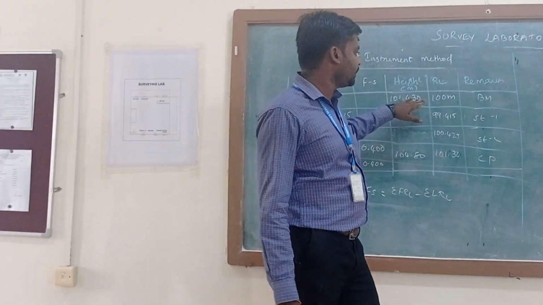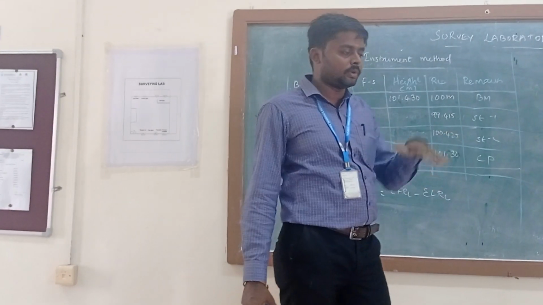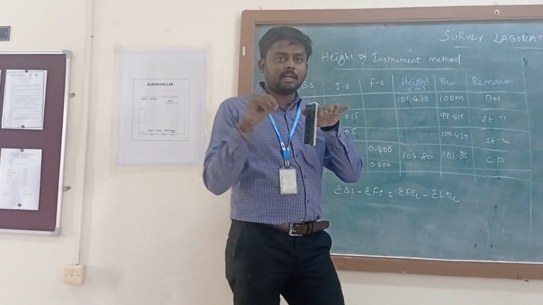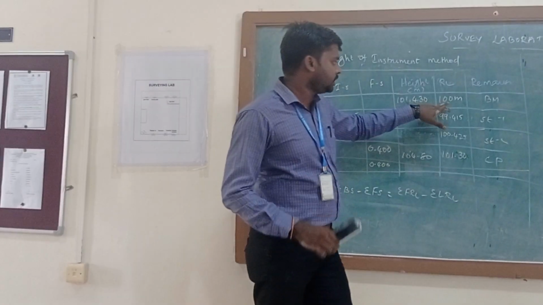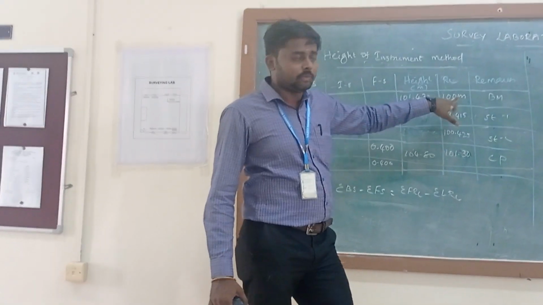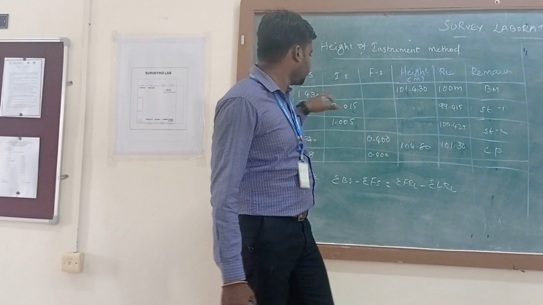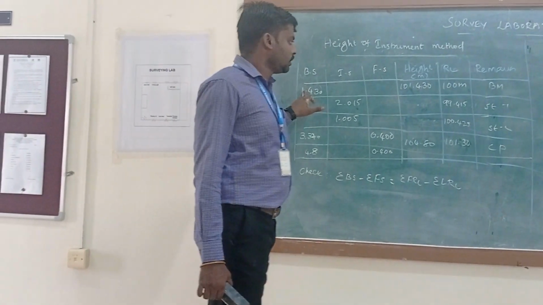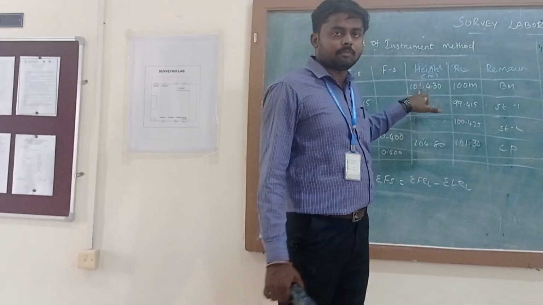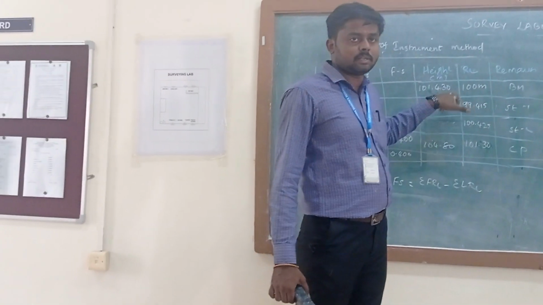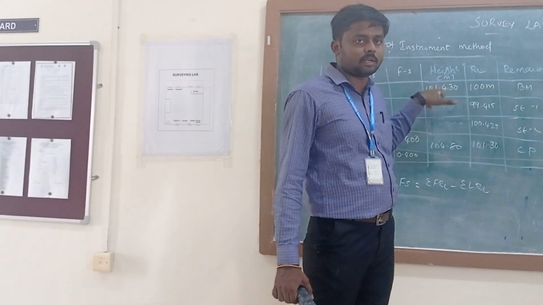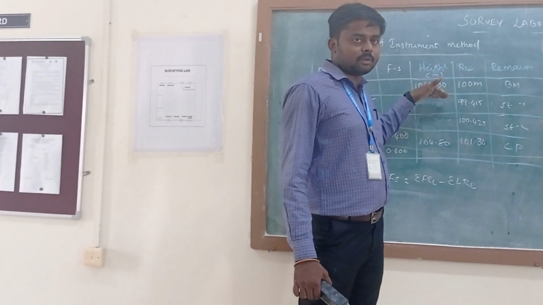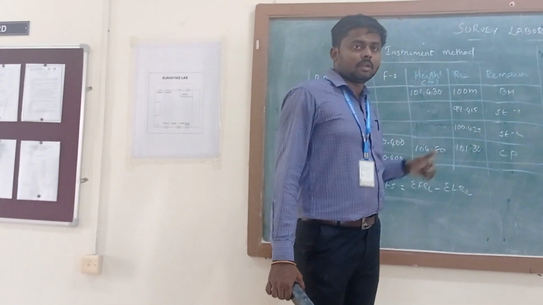First we need to calculate the height of instrument. Once you fix the instrument using a leveling staff, first you have to calculate the height. For that, we have already assumed the RL value. With this RL value, you add the back side value, which is the actual instrument value. If you add both, the value will come 101.430. This should be taken as the height of instrument. Based on this height of instrument, we are going to calculate the remaining heights.